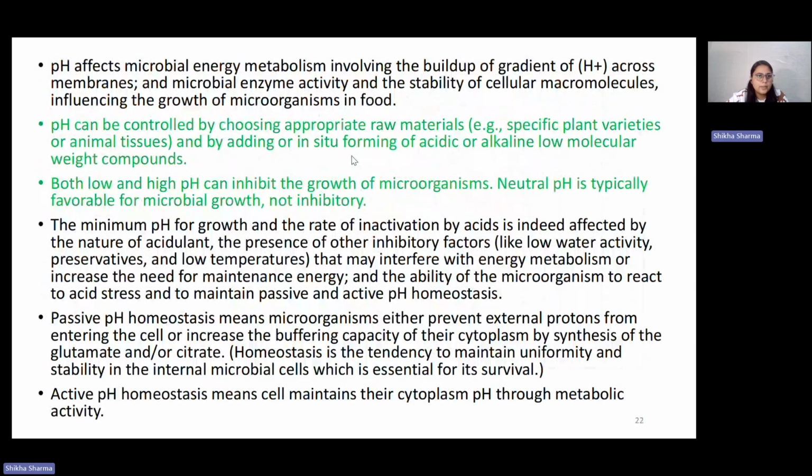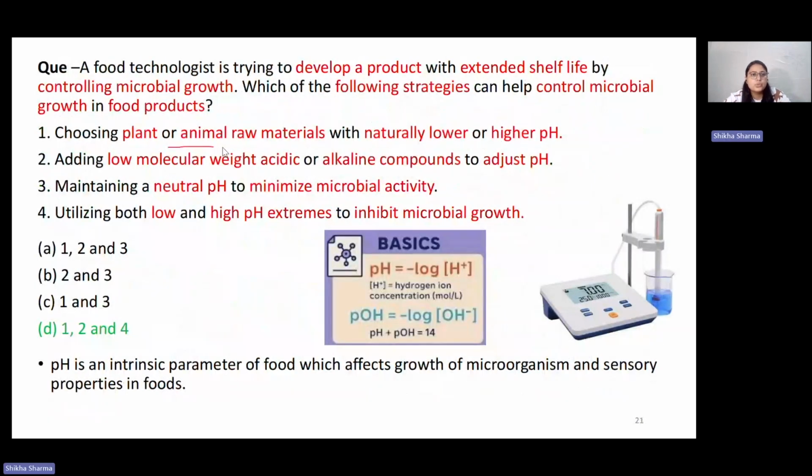Here we can see that choosing plant or animal raw materials with naturally lower or higher pH will work for us, so it is correct. Then adding low molecular weight acid or alkaline compounds and maintaining a neutral pH to minimize microbial activity is wrong, because at neutral pH the microbial activity is higher. And the fourth, utilizing both low and high pH extremes to inhibit microbial growth, is also correct. So options 1, 2, and 4 are correct here.